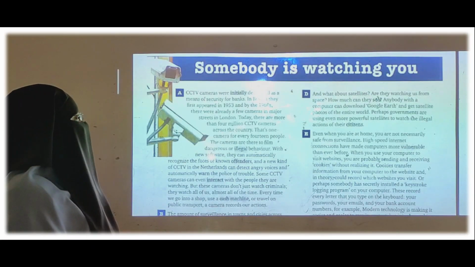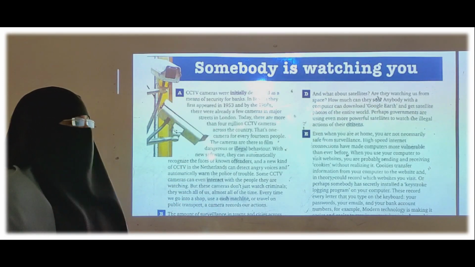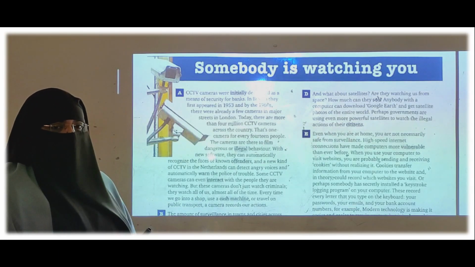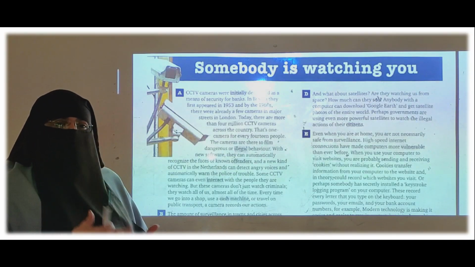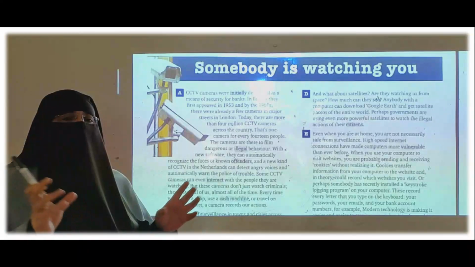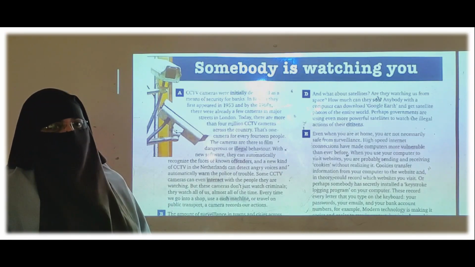The cameras are here to film. Here, the word film is a verb, it means to record. To film dangerous or illegal behavior. Illegal means against the law. Any illegal behavior is filmed. So all the people are being filmed by these cameras.